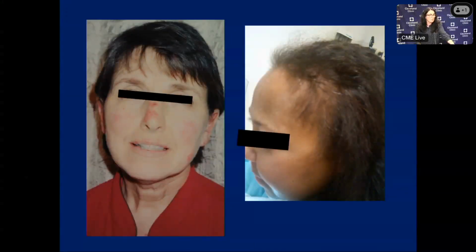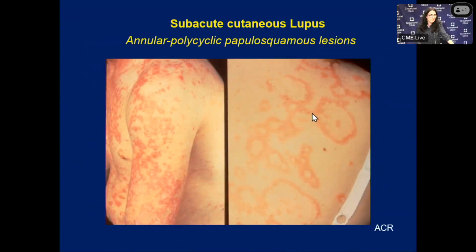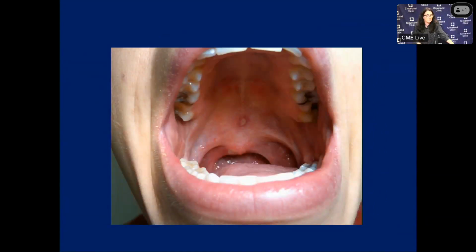So this is an example on the left of the rash that can be raised, bumpy, and sometimes even associated with small ulcers and involve the nose and the malar area. On the other side, you have an example here of alopecia with thin and new hair growing that is sometimes called lupus hair. And this is the example of the typical annular polycyclic lesions that are seen in subacute cutaneous lupus. The diagnosis does not require skin biopsy. It can be done in the setting of other symptoms. This is an example of oral ulcers.